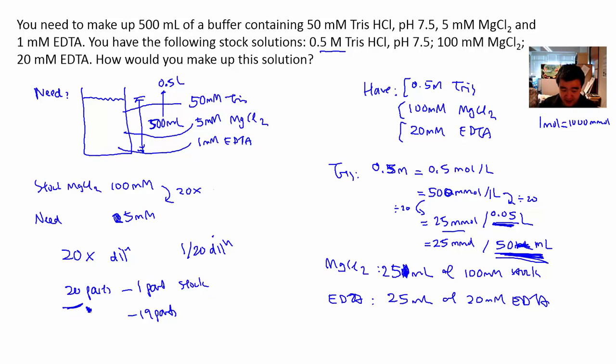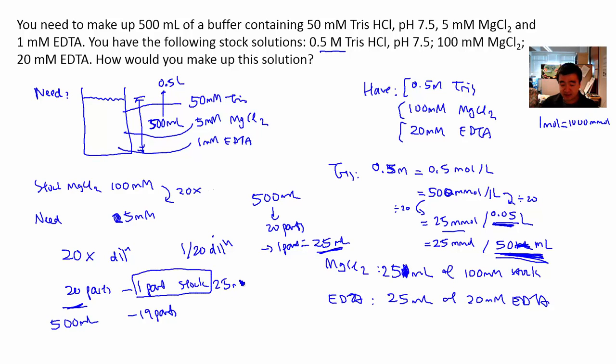Okay, so there's 20 parts out of 500 mils. This means that 1 part, so 500 mils, and if there's 20 parts, this means that 1 part is 500 on 20, which is 25 mils. So 1 part of this stock, 25 mils of this stock. And also for the EDTA, if you do the same calculation, it'll come out also to be a 20 times dilution, which will also mean 25 mils of this EDTA.